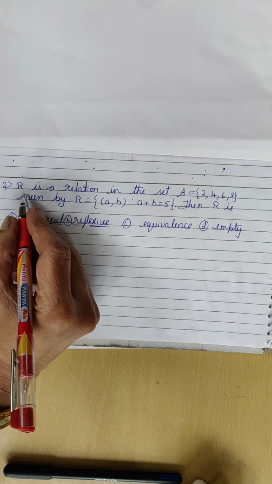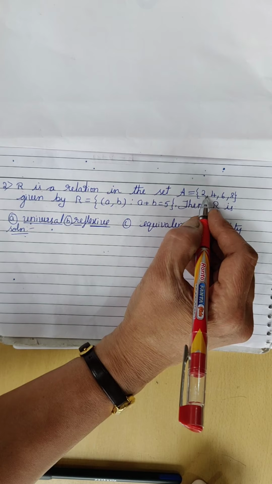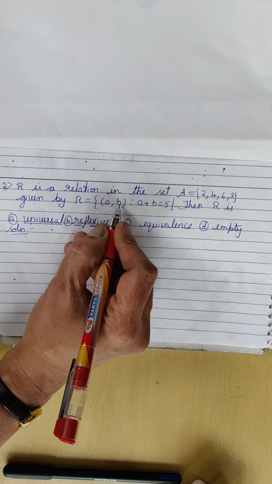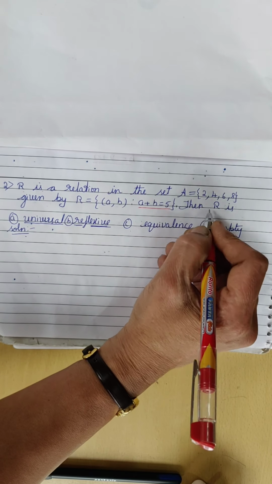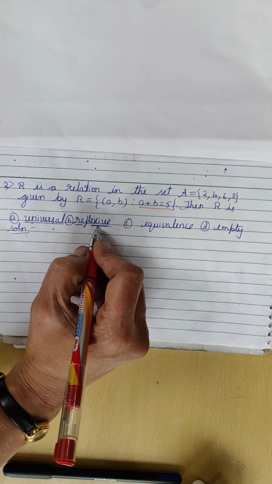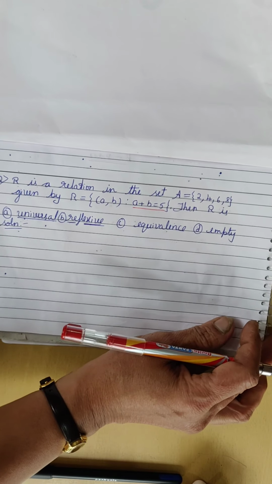Now, the second one is: R is a relation in the set A = {2, 4, 6, 8} given by R = {(a, b) such that a plus b is equal to 5}. Then R is what? Is it a universal relation, reflexive, equivalence or empty? So let us take a look at it.